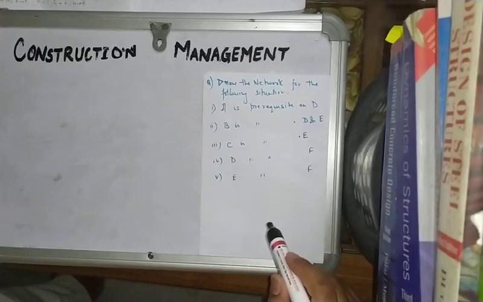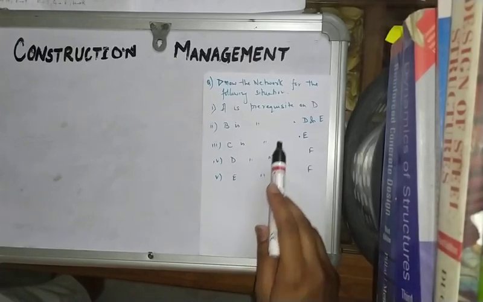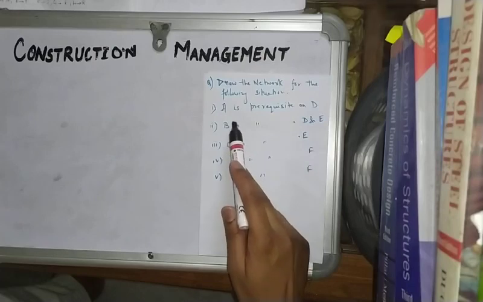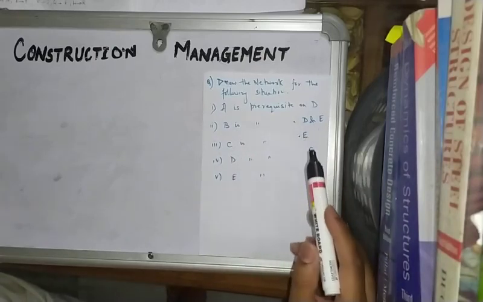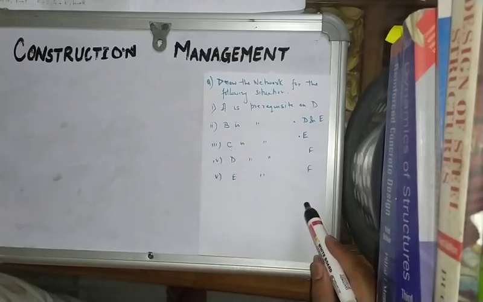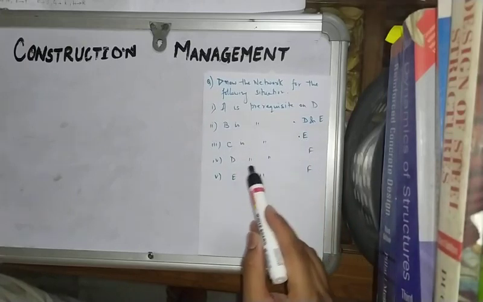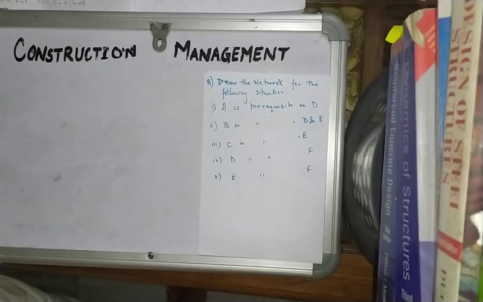Prerequisite means that activity D can start only when activity A has been completed, and D and E both can start only when B is completed. Similarly, E can start only when activity C has been completed. Right. So this way, how will we start? So A is prerequisite on D.